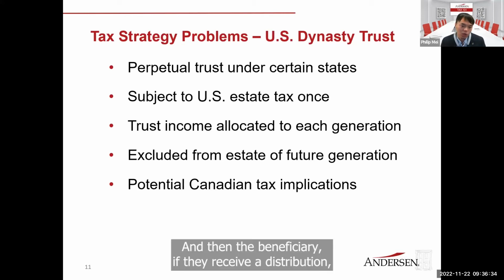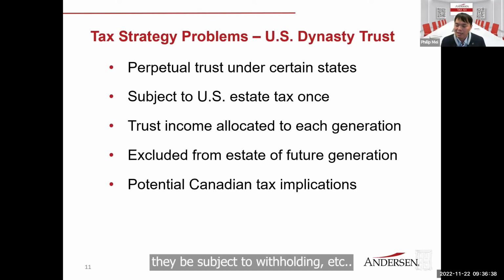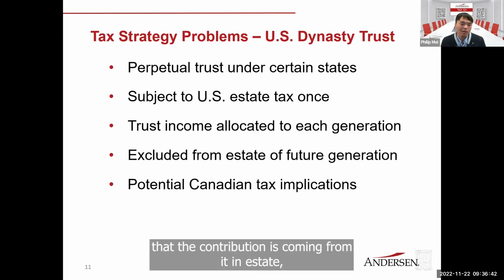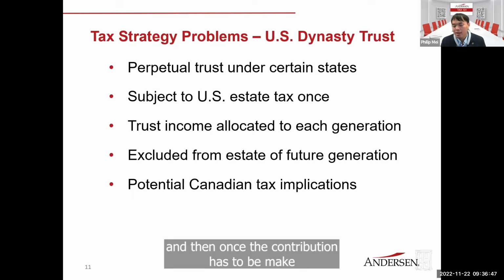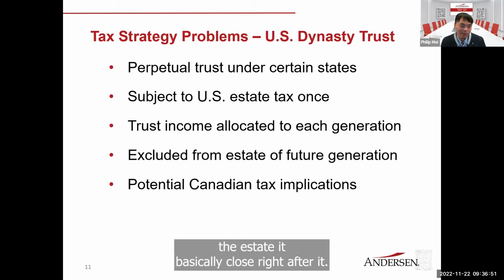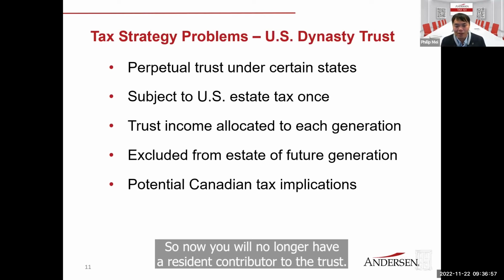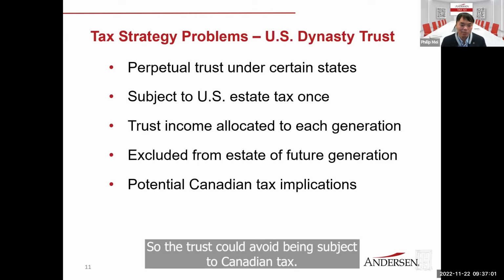And then the beneficiary, if they receive a distribution, will be subject to withholding, etc. So the common solution is to make sure that the contribution is coming from an estate. And then once the contribution has been made, the estate basically closes right after. So it ceased to exist. So now you no longer have a resident contributor to the trust. So the trust could avoid being subject to Canadian tax.